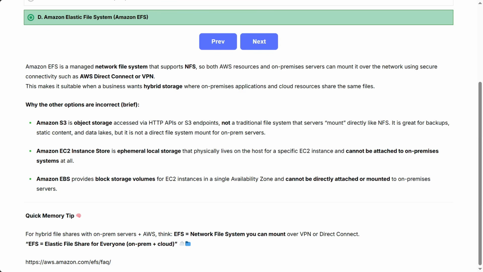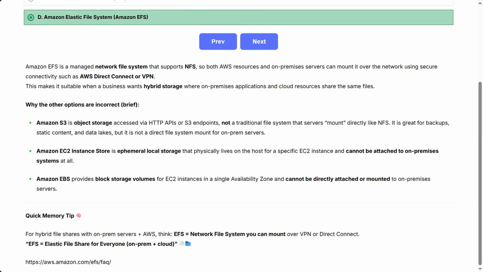Why the other options are incorrect? Amazon S3 is object storage accessed via HTTP APIs or S3 endpoints, not a traditional file system that servers mount directly like NFS. It is great for backups, static content, and data lakes, but it is not a direct file system mount for on-prem servers. Amazon EC2 Instance Store is ephemeral local storage that physically lives on the host for a specific EC2 instance and cannot be attached to on-premises systems at all. Amazon EBS provides block storage volumes for EC2 instances in a single availability zone and cannot be directly attached or mounted to on-premises servers.